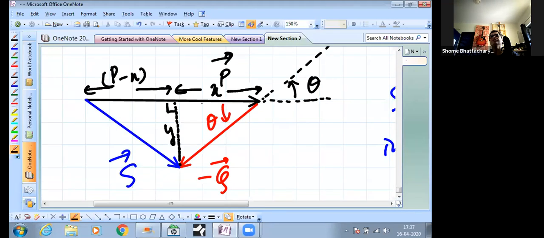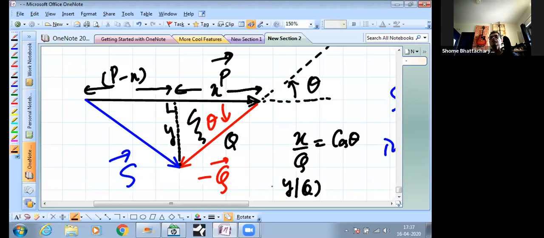Because this whole vector, remember, this whole vector was p. Okay, so again, looking at this triangle, which I'm shading over here, what is happening? X upon q, because this side is q, is equal to base upon hypotenuse, so it is cos theta, and y upon q is nothing but perpendicular upon hypotenuse, so it is nothing but sine theta. So first step, we will get x and y in terms of sine theta and cos theta.